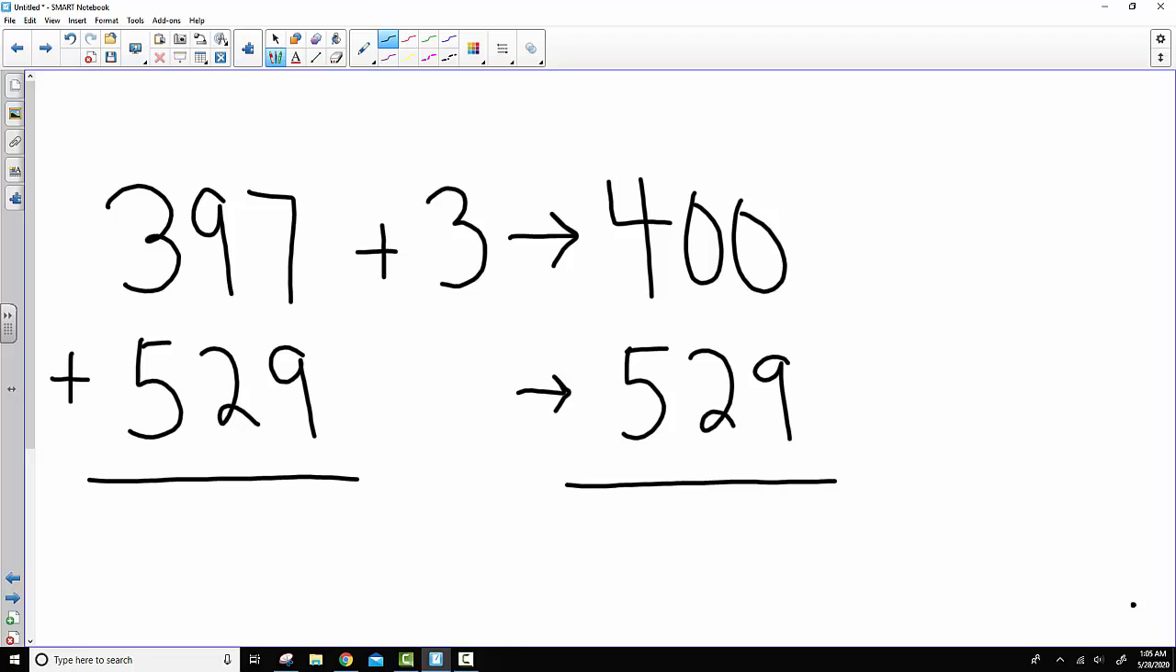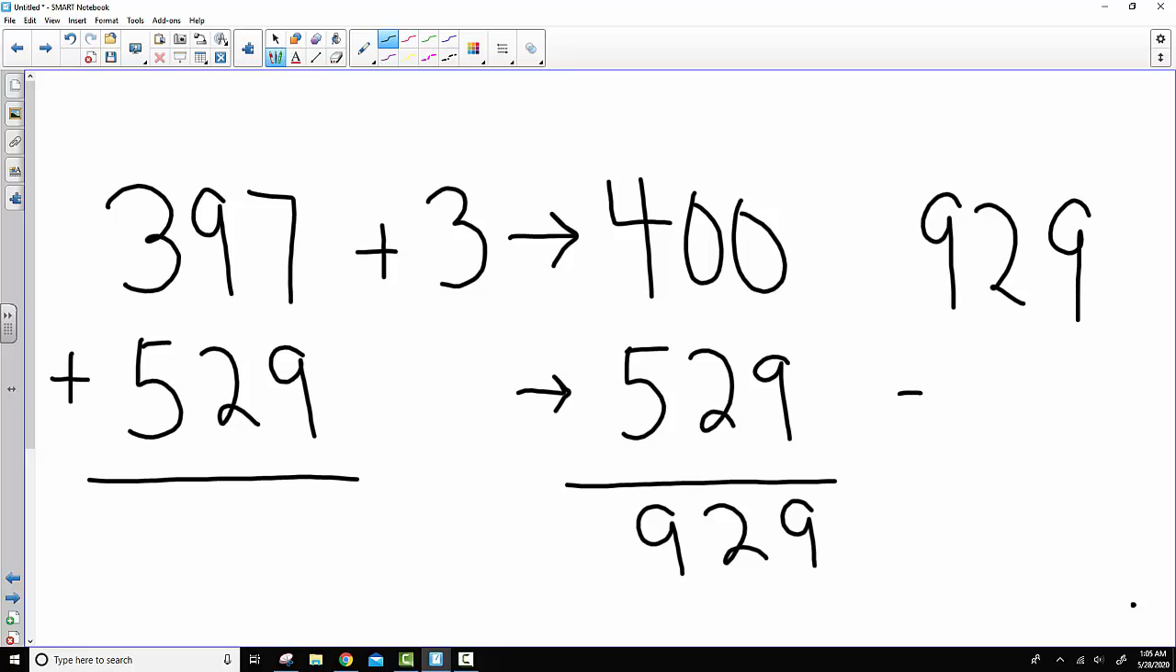0 makes addition so easy. So looking at the problem, you can easily see that the answer now is 929. The only problem is we've added more than we're supposed to. So now I must subtract the amount that I added to make this problem so easy. So now I have to subtract off the 3 that I added to simplify this problem.